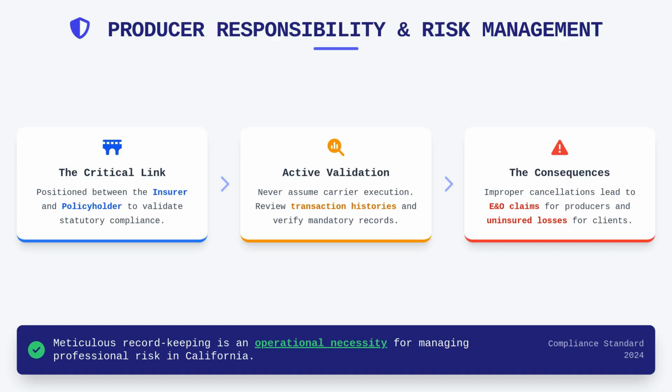Reviewing the transaction history and validating that the mandatory records exist protects both your professional liability and the interests of your client. If a claim occurs after an improper cancellation, a lack of documentation can expose you to errors and omissions claims, while exposing the insured to uninsured losses. Ensuring that all record-keeping procedures are meticulously executed is a fundamental operational necessity for managing professional risk in California.